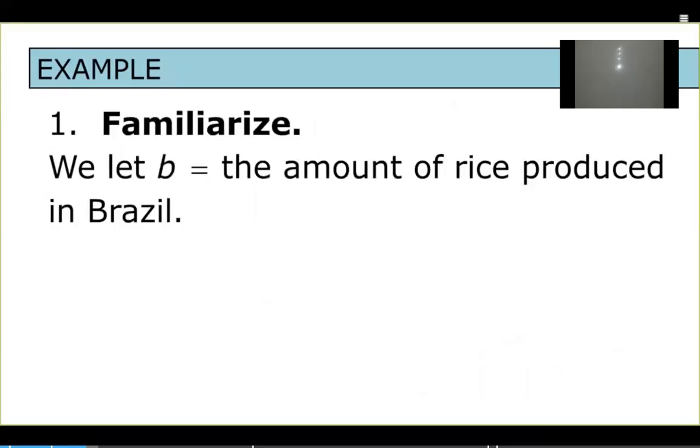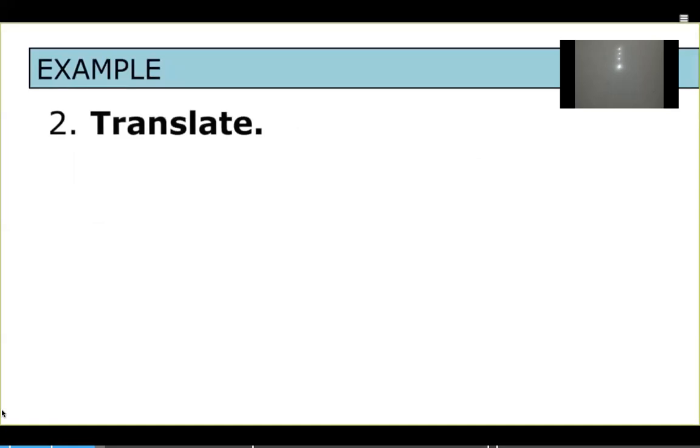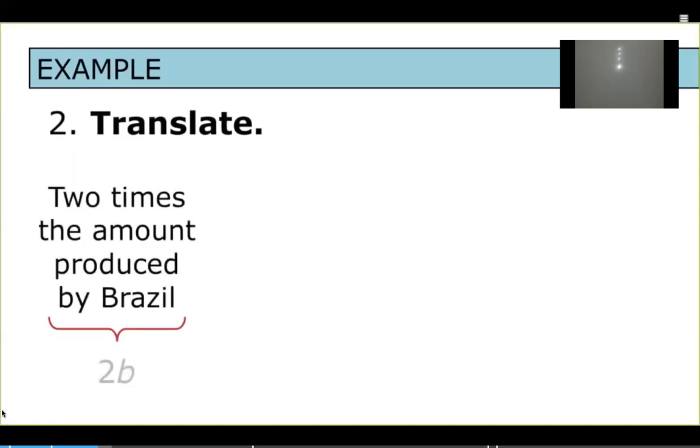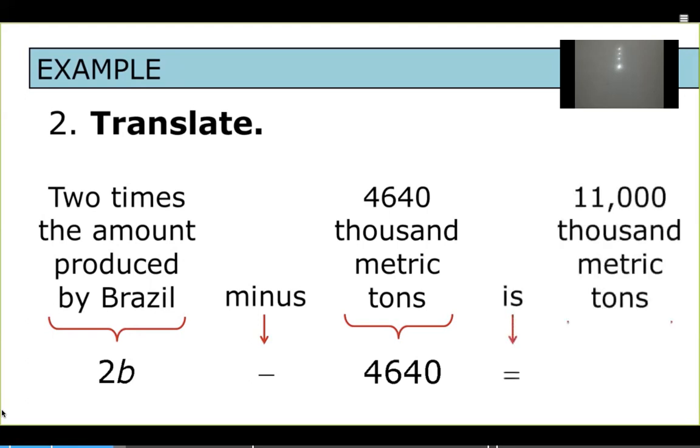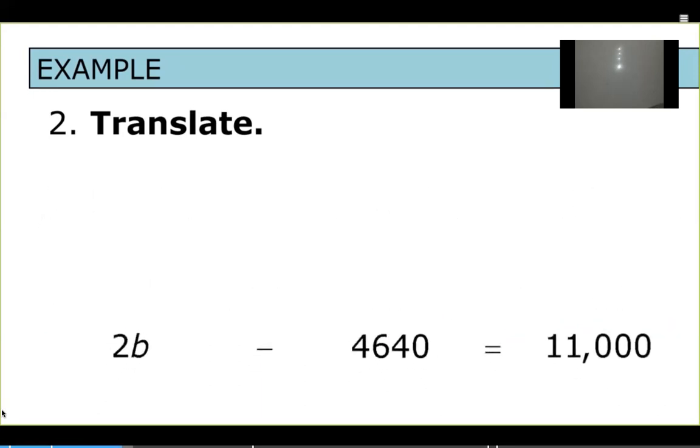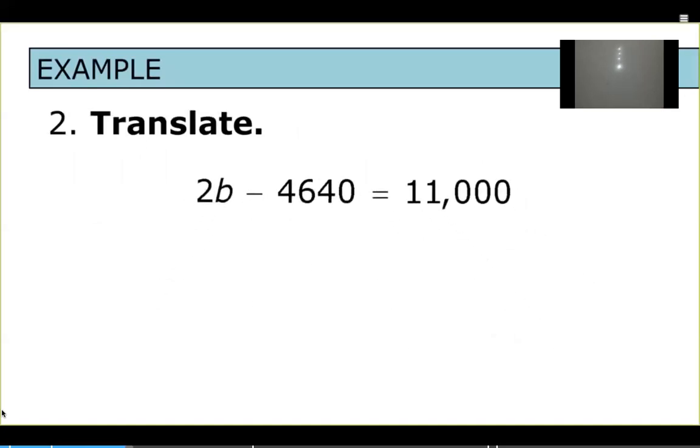Step 1. Familiarize. We let B equal the amount of rice produced in Brazil. Step 2. Translate. We translate as follows. 2 times the amount produced by Brazil, or 2B, minus 4,640,000 metric tons, or 4,640, is, or equals, 11,000 metric tons, or 11,000. So we have 2B minus 4,640 equals 11,000.